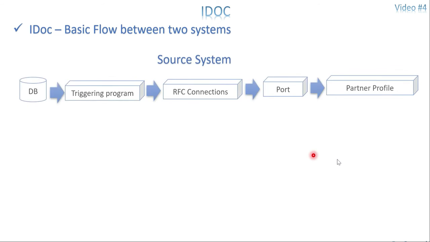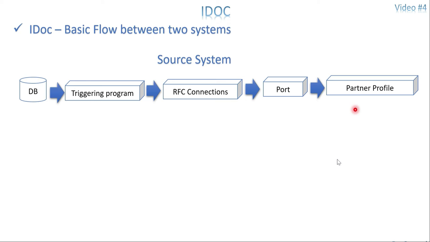And what else? Okay, this is my previous video design. So the source system, this is the IDOC configuration which I made. There is a DB and a custom triggering program. It generates an IDOC and through an RFC, and I have a port. This is my source system and the partner profile. So with the help of this configuration, the data is sent out of my source system.